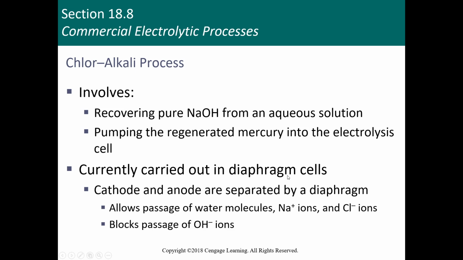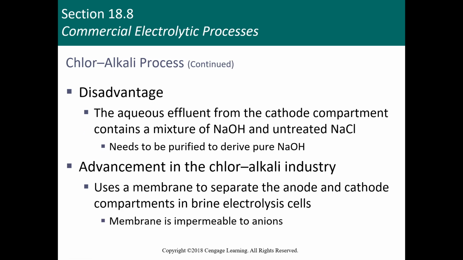This is currently carried out in diaphragm cells. The cathode and anode are separated by a diaphragm. That's where this name comes from, diaphragm cells. This allows passage of the water molecules, the sodium ions, and the chloride ions. This will block the passage of the hydroxide ions, though. So what are the disadvantages? Well, your aqueous effluent from the cathode compartment contains a mixture of NaOH and untreated NaCl. So this needs to be purified to derive your pure NaOH.